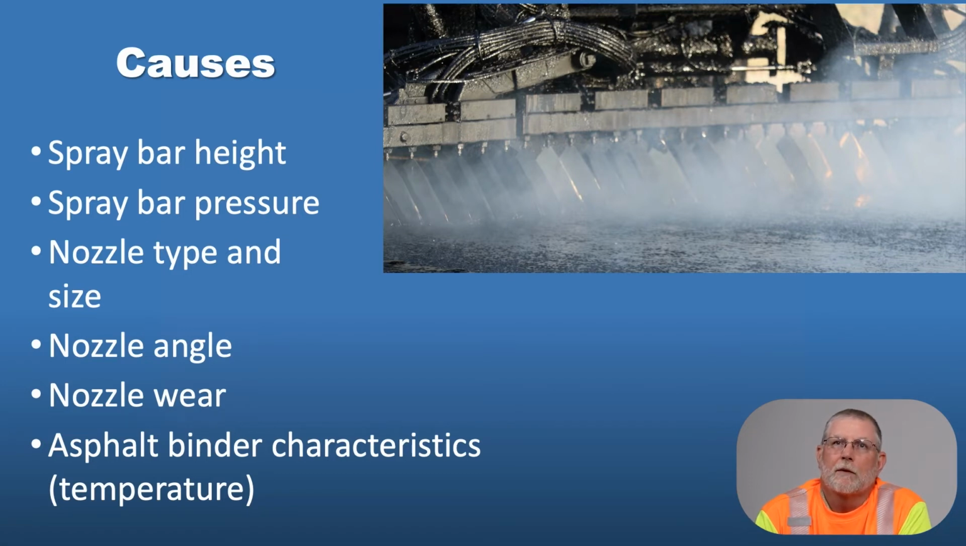Nozzle angle. The nozzle should be at a 30-degree angle, and if some of them are out of place, then you could have isolated areas of grain drilling or streaking. Nozzle wear is another cause of this, and we'll show you some pictures here in just a little bit to show you what I mean there. Another cause is asphalt binder characteristics, and what we mean by this is temperature. Cooler temperatures tend to cause this streaking.